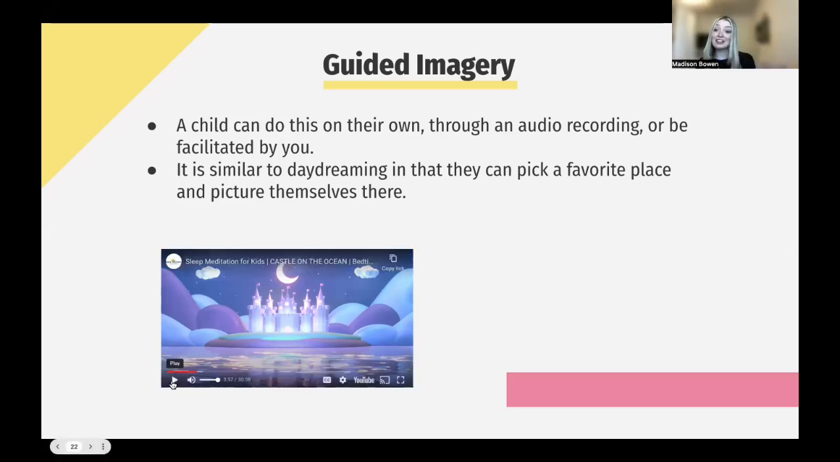All right, so that's just an example. And at the end of this PowerPoint, I've included several audio examples of what you could play for your child. But again, you can make your own. And as you can see how this would be very relaxing for a child and even fun, because it's just like playing pretend or daydreaming.